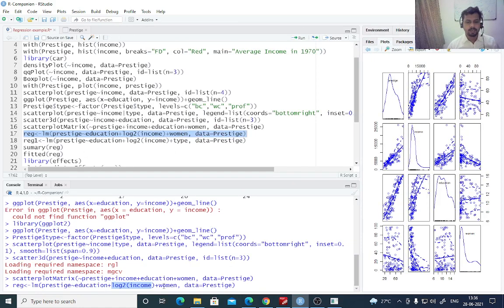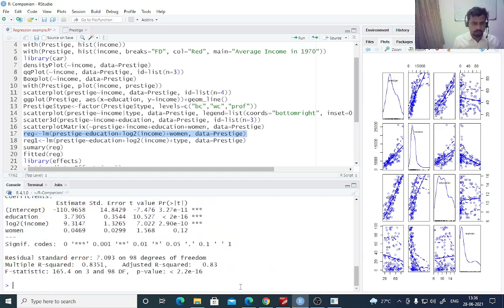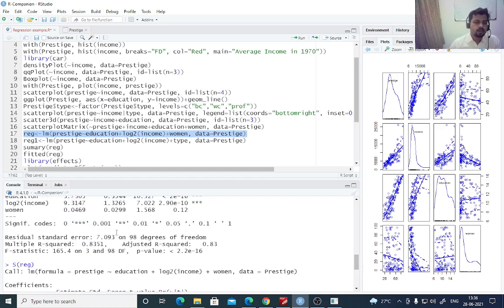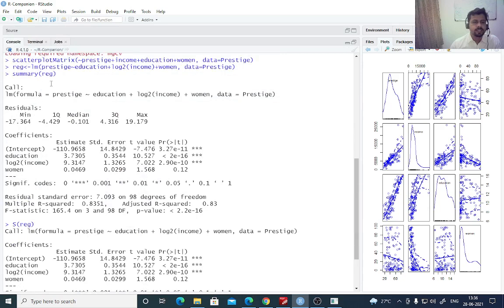So this is the regression that I have run. Now either I can use the summary function, which is summary reg, or you can simply use the capital S. That will also give you the same thing. If you want to interpret this, you can easily understand that the first line gives you the formula of this linear regression model.